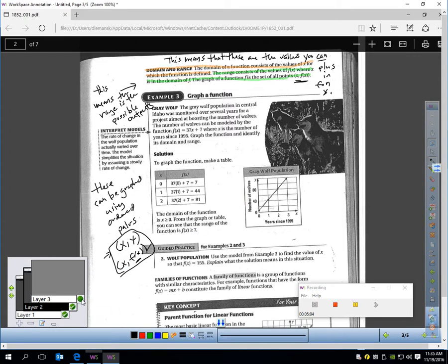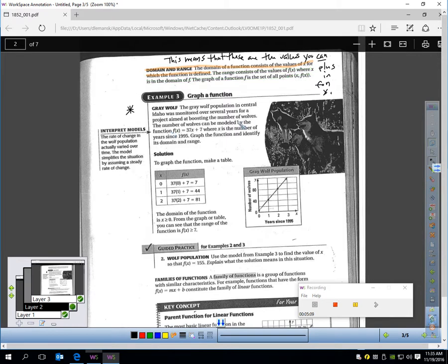All right? You can see that here, like in this sample word problem, the gray wolf population in central Idaho was monitored over several years for a project aimed at boosting the number of wolves. The number of wolves can be modeled by this function, and I'll just underline that, where x is the number of years since 1995. Graph the function, identify the domain and range.